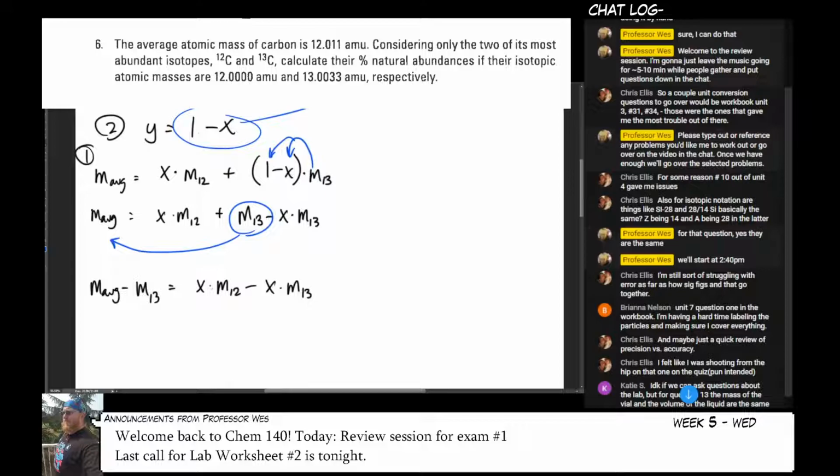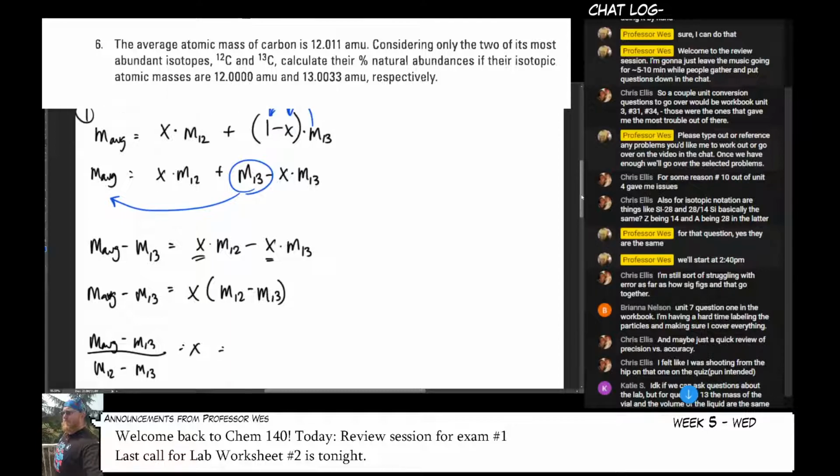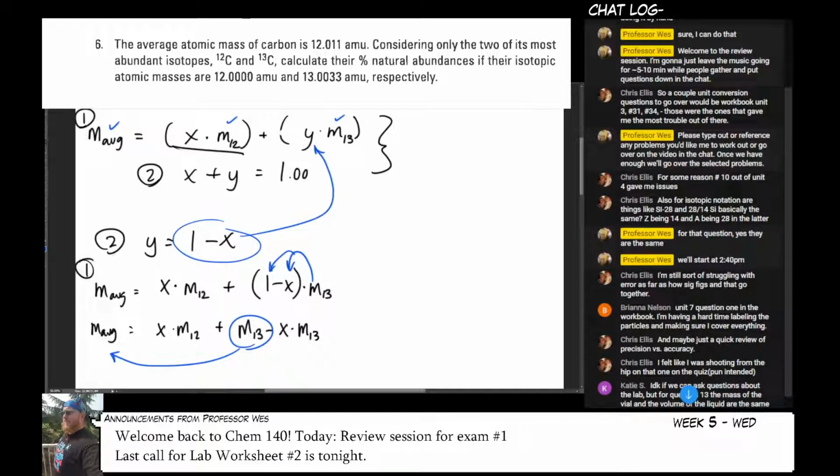And so now I can factor out the x, right? Because I have an x in both of these. So that's the same as me writing this. And this stays the same. And now I just divide by that parenthetical expression to get my x. There you go. Now we assigned x up above as the percentage of carbon-12. So x equals the percentage of the isotope 12, and y is 13.